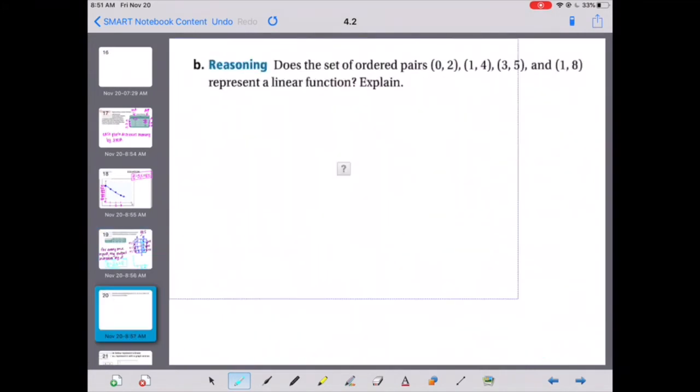Make sure that you have 3 on the bottom and up to 14 on the side. And we know that it's linear, so we know what it's going to look like. I'll let you guys graph that one on your own.